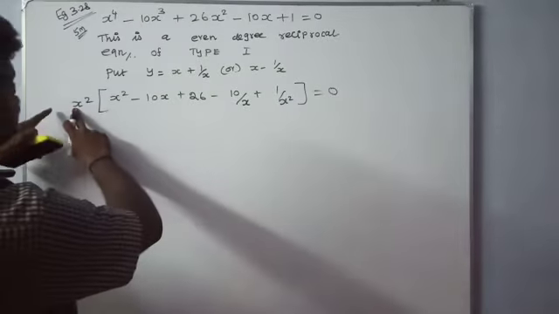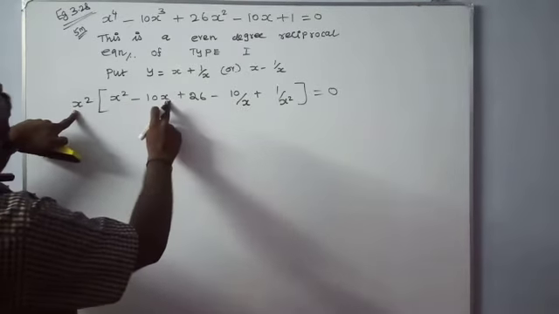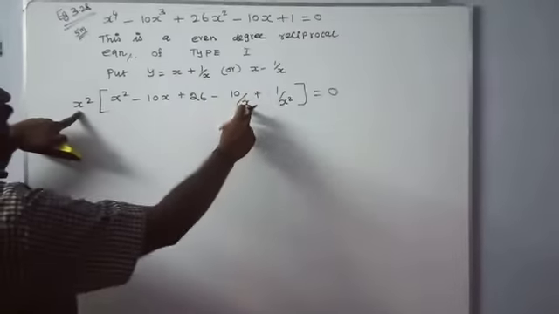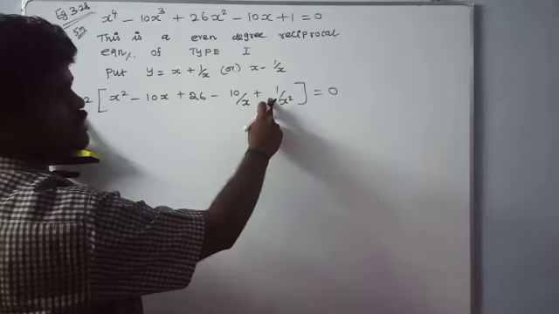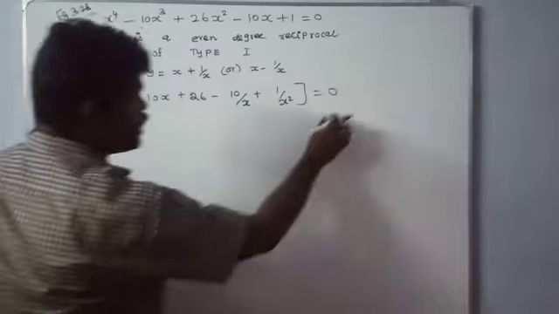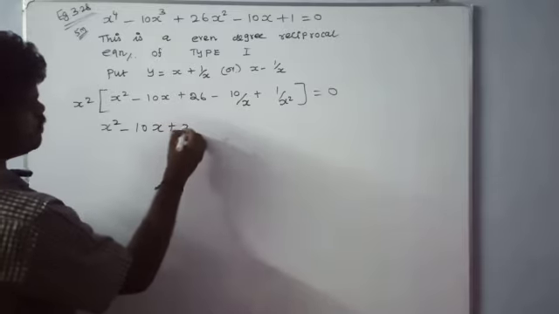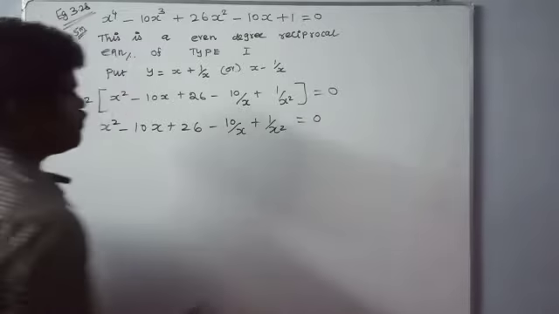We want to multiply this term by x square and check it out. x power 4 and minus 10x cube plus 26x square and minus x square into 10 by x. Cancel these x square and x, 10x, and multiply x square to 1 by x square. Cancel the x squares. The answer is 1. Now we want to take x square to this side, divide, so 0, and the final value is x square minus 10x plus 26 minus 10 by x plus 1 by x squared is equal to 0.